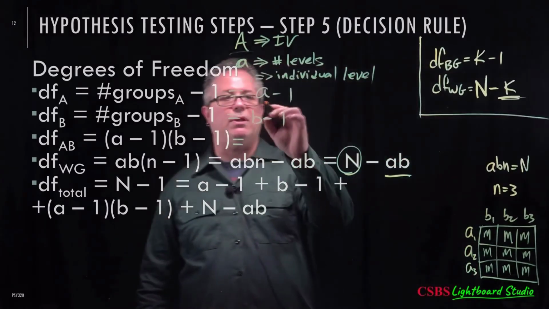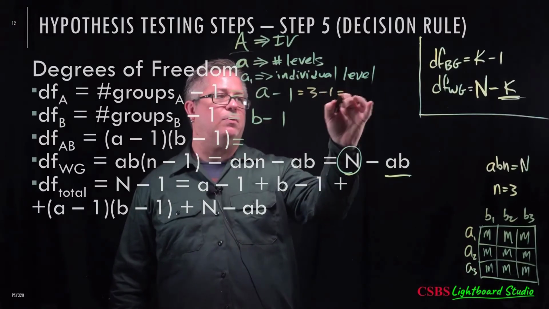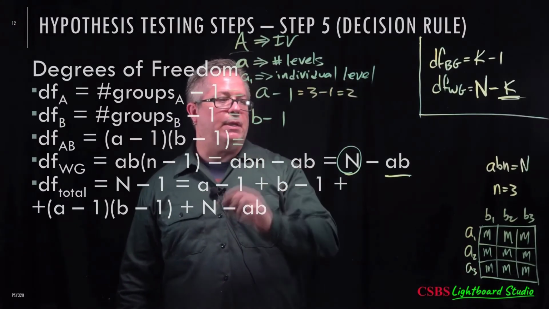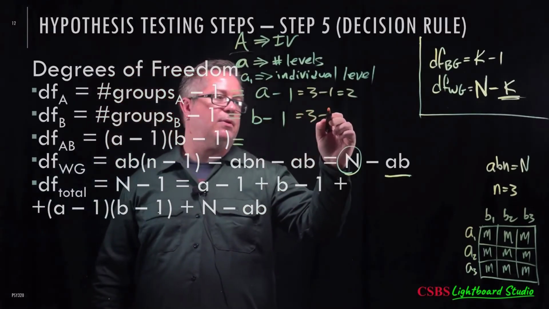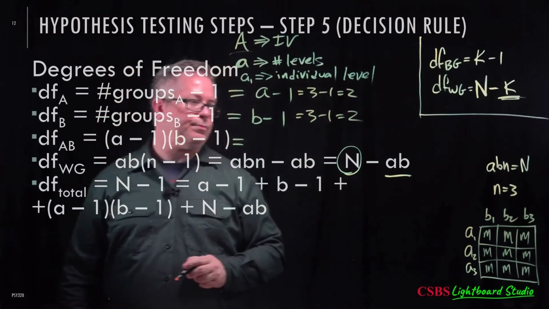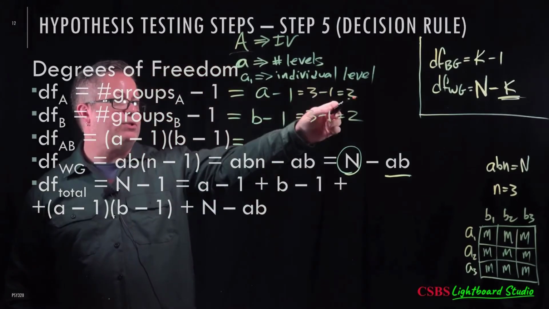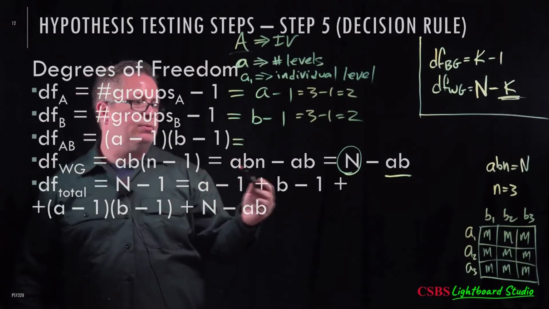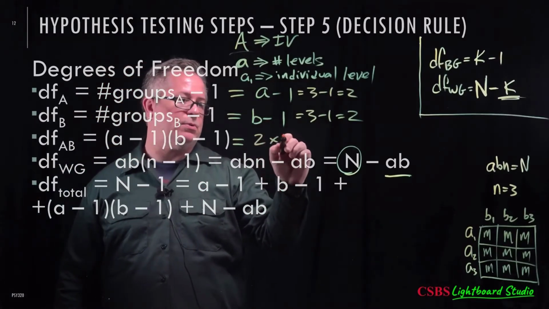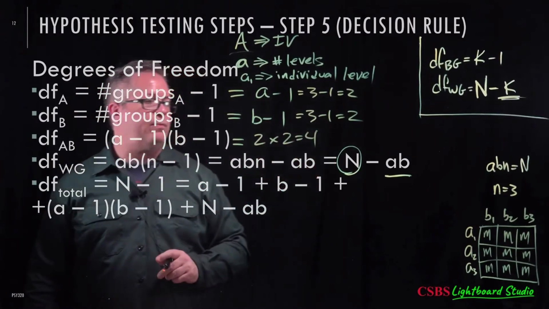So A is 3 levels, so that's 3 minus 1 equals 2. B also has 3 levels, so that's 3 minus 1 also equals 2. Well, 3 minus 1 is 2, and 3 minus 1 is 2, so I know that here this is going to be 2 times 2 equals 4 degrees of freedom for my interaction.